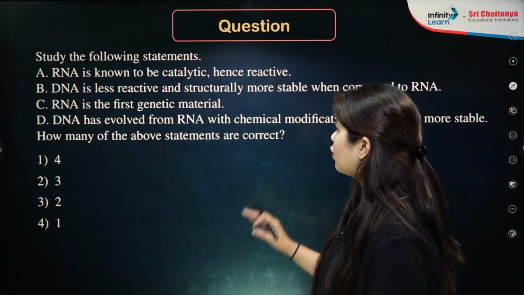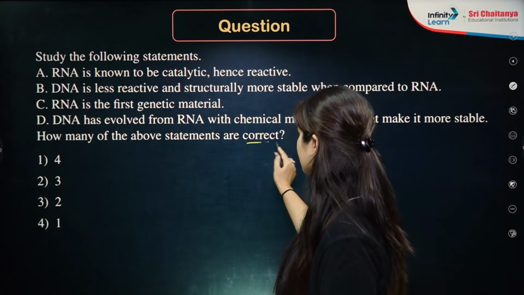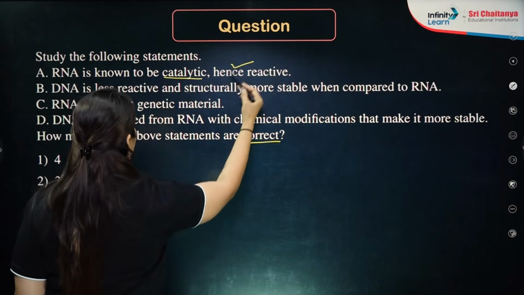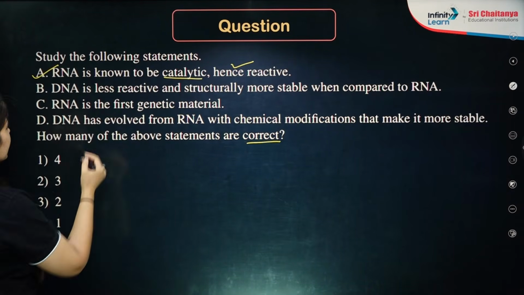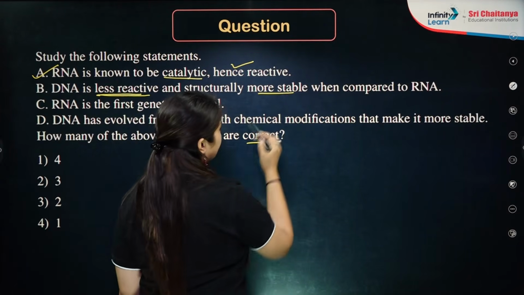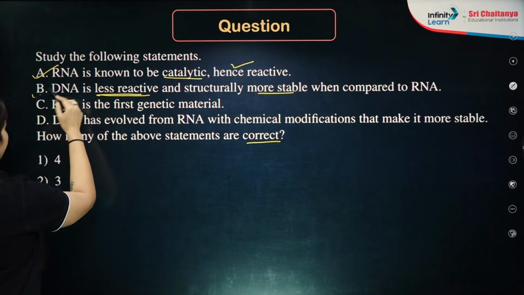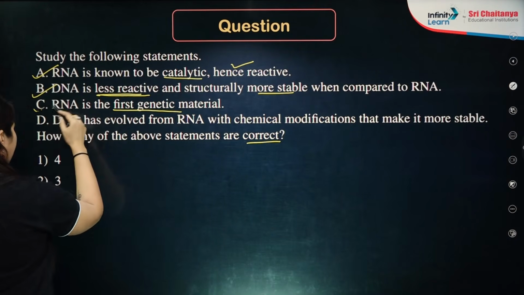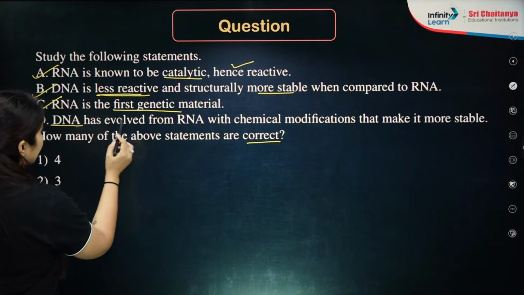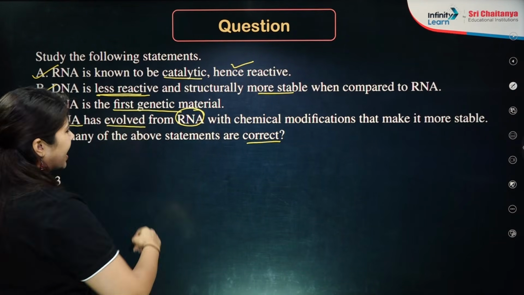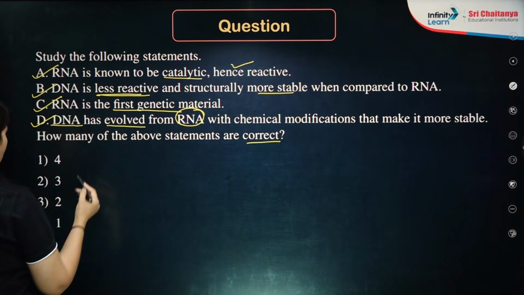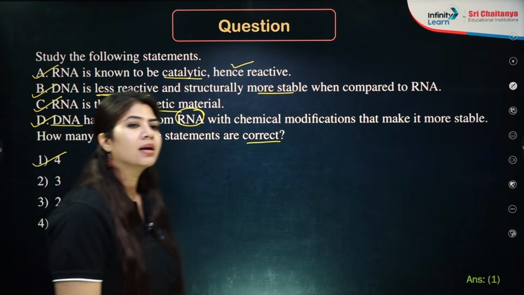Next is, study the following statements. How many of them are correct? First one, RNA is known to be catalytic, hence it is reactive. Perfectly correct statement. DNA is less reactive and structurally more stable when compared to RNA. Perfectly correct. RNA is the first genetic material. Earlier, RNA was supposed to be the first genetic material. Perfectly correct. DNA has evolved from RNA with chemical modifications that make it more stable. Again, perfectly correct. All four of them are correct. So answer is option number 1.